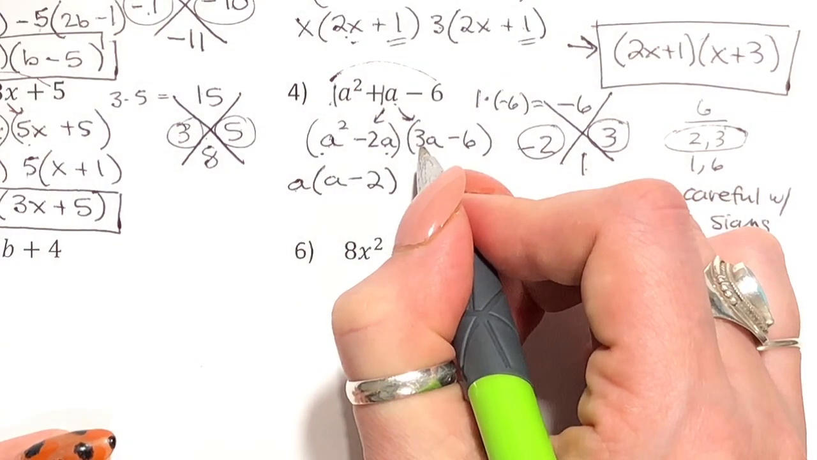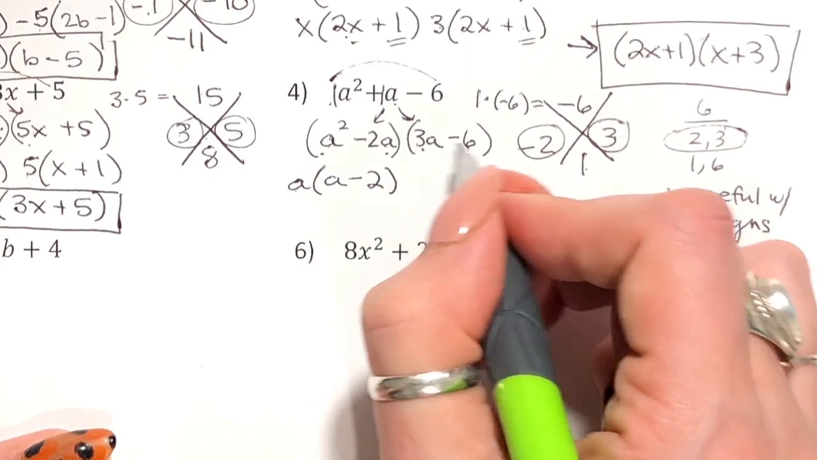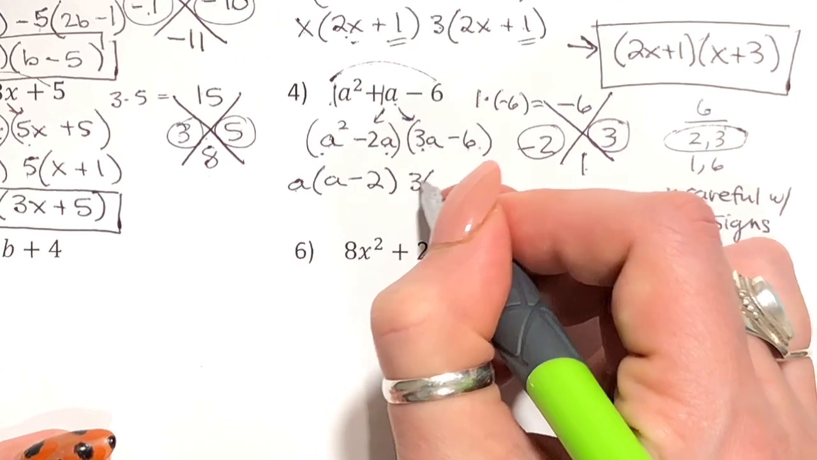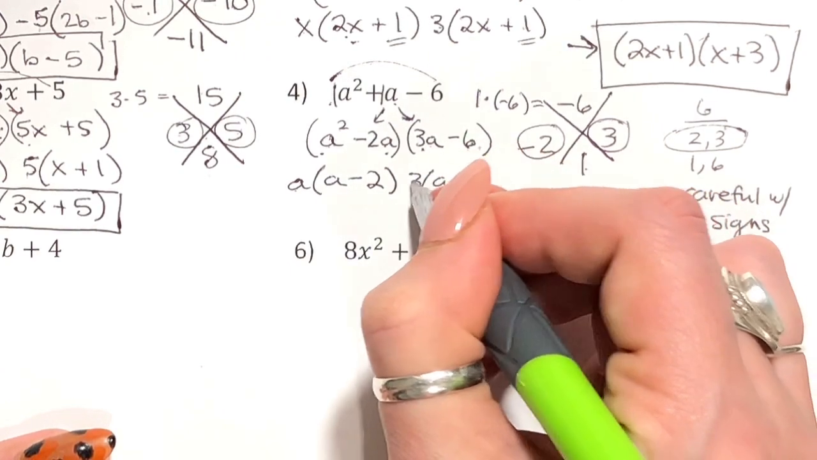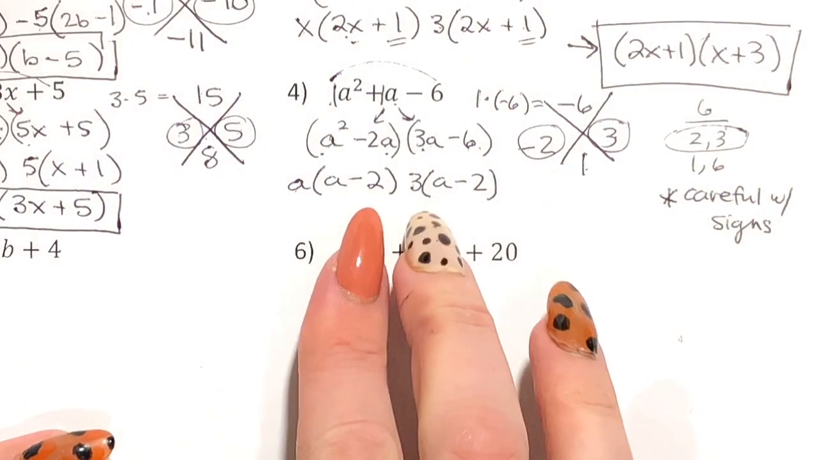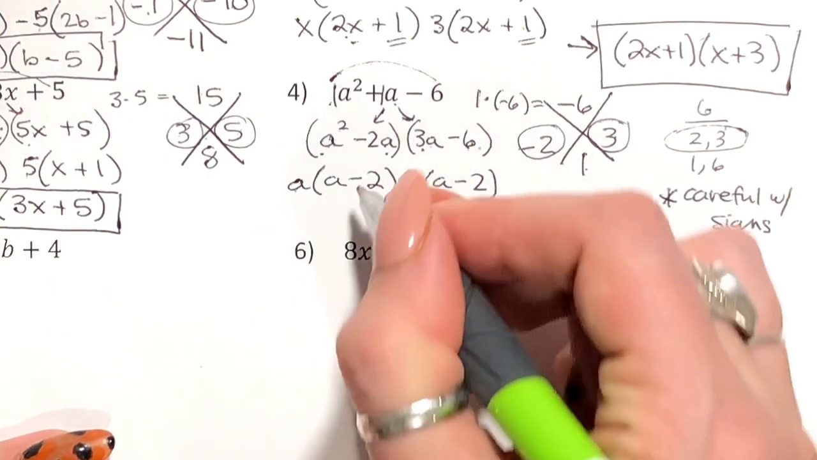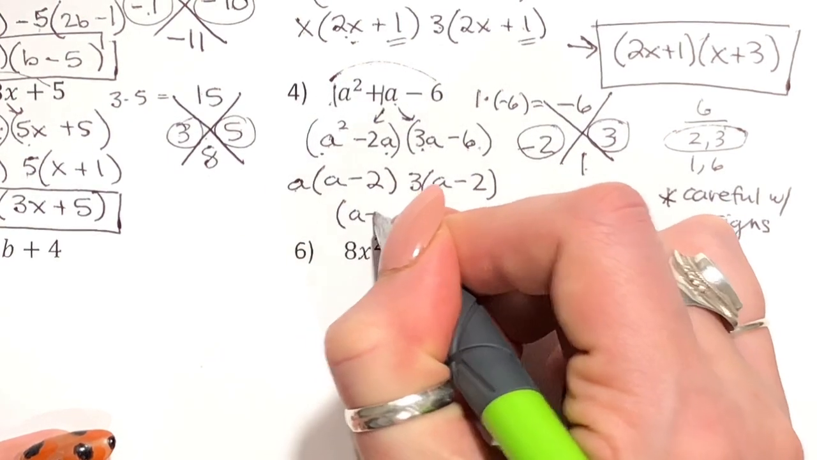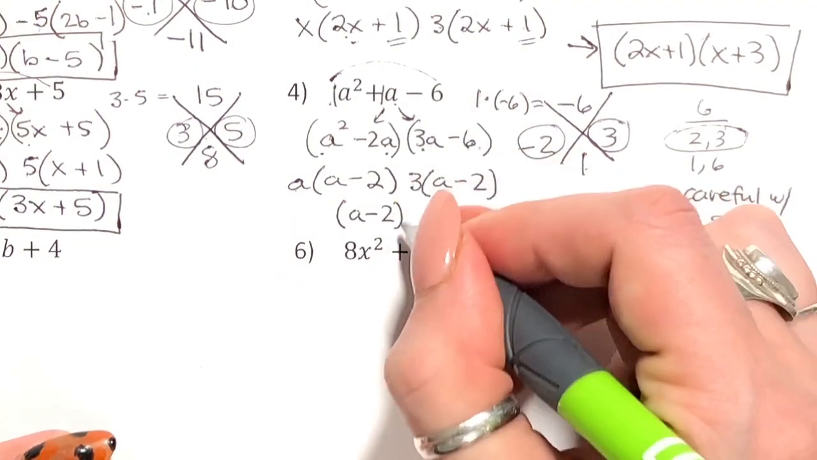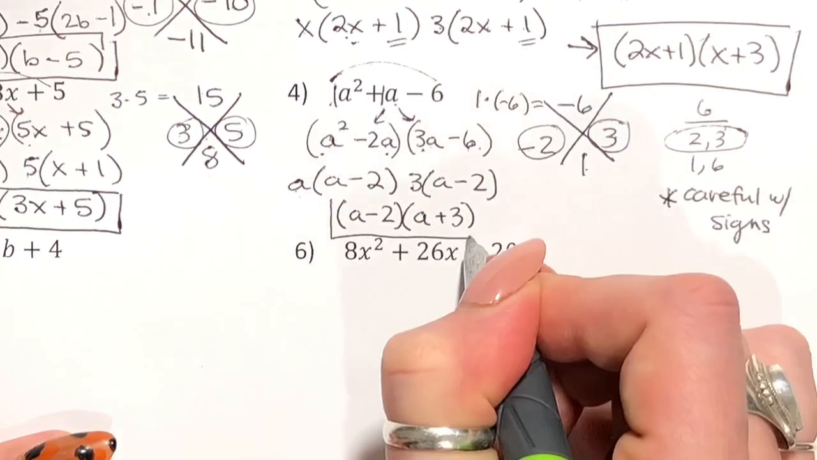For the second group, 3a minus 6. For 3a and 6, we can't take an a out, but 3 does go into both. So we're going to take a 3 out. 3a divided by 3 is a. Negative 6 divided by 3 is negative 2. And so here's your checkpoint. We did it right because we have that matching a minus 2. So our answer will be one of those. So we have one a minus 2 in the front, and then the a and the 3 go in the second group. So a plus 3. And you're done.